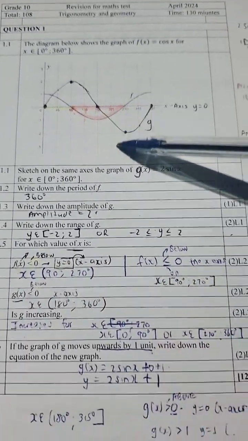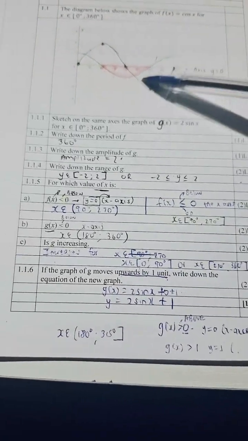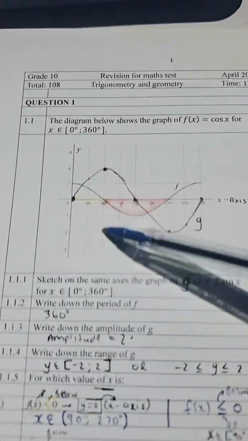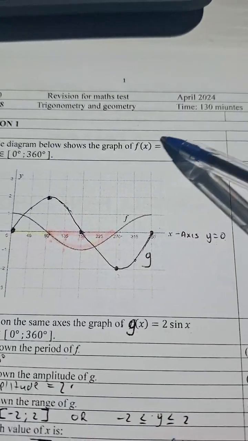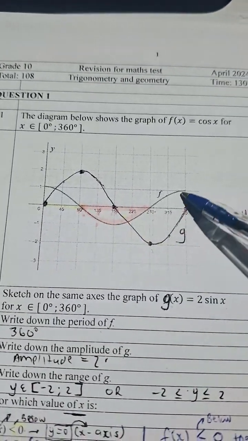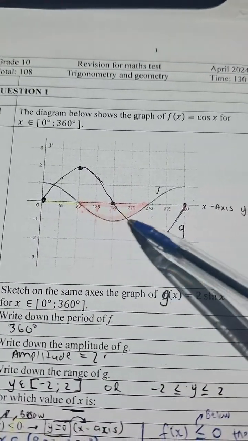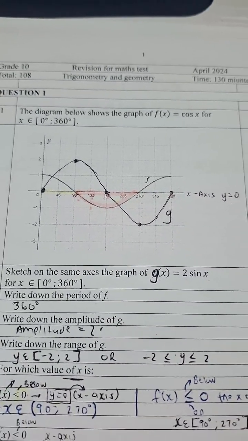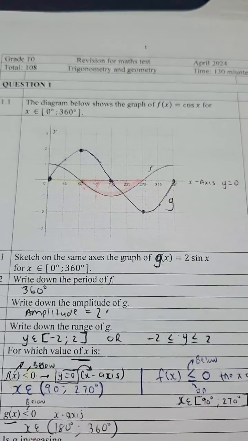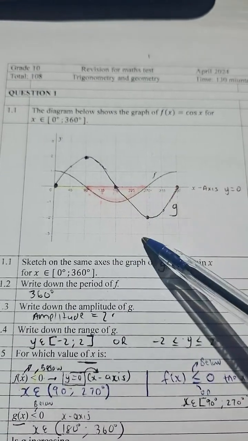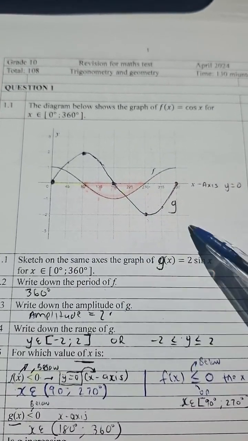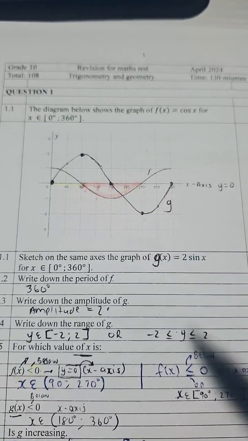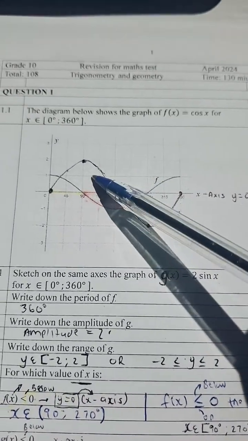We already looked at this. This I'm not going to repeat. The function f of x was the cos graph, the mother cos graph. I'm just going over what we did yesterday, not answering it again, so I can buy some time for those who still need to get their material.